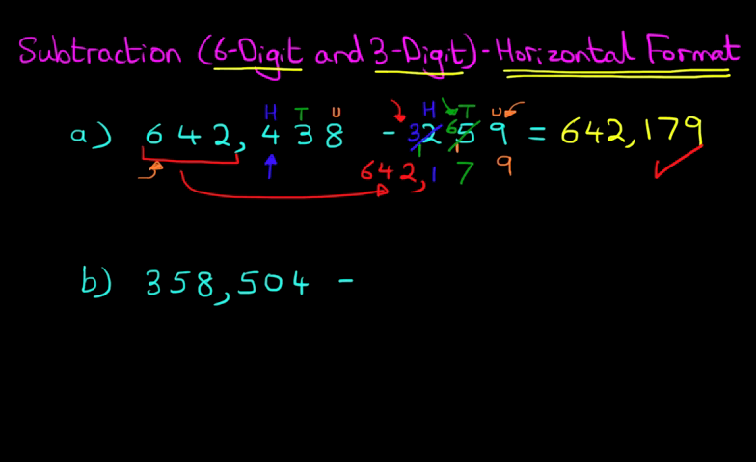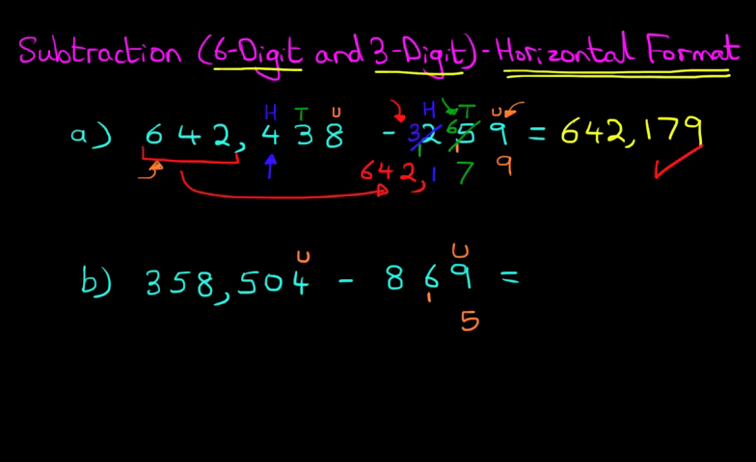358,504 subtract 869. Okay, we're going to use the same method. So we start with the number 869. We've got 9 units. We have to get to 4. So effectively we have to get to 14. So what number added to 9 is going to give us 14? The answer is 5. 9 plus 5 is 14, so we're carrying 1 over.